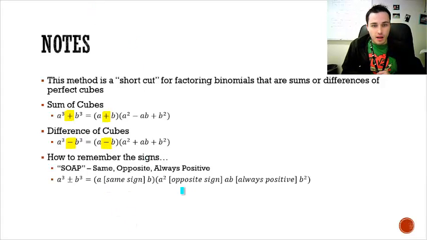And then after the a squared part, it's always the opposite sign. So where this was a plus, this is a minus. Where this was a minus, this is a plus. And then after the ab term, it's always positive. This is always a plus no matter what. So now we just need to see how this all gets used.